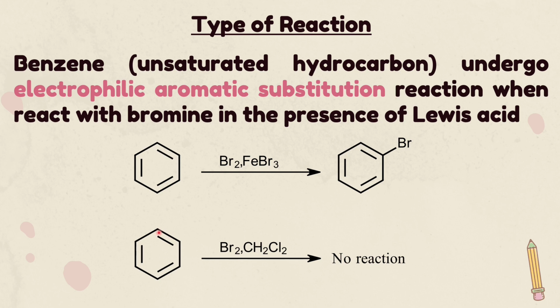Sebab kita kena ingat, even though benzene ni ada C double bond C, tapi C double bond C dia is not the same as carbon double bond carbon in an alkene. So, but if we treat benzene or any aromatic compound with bromine in the presence of a Lewis acid, for example FeBr3, substitution will happen. So the double bond itu remain intact, but we're going to substitute one of the hydrogen itu dengan Br.